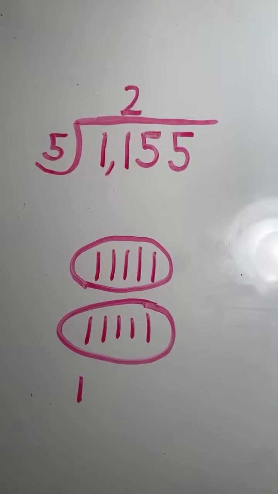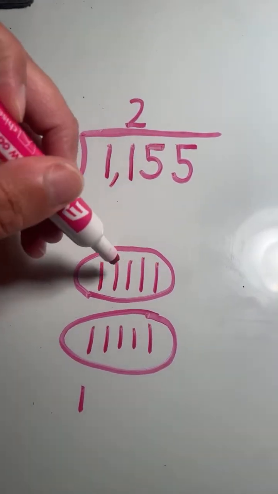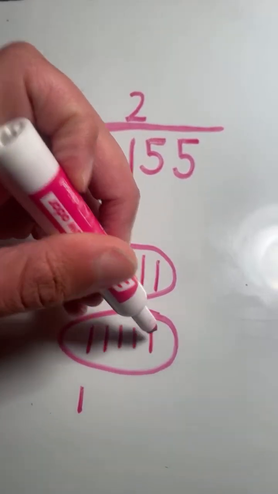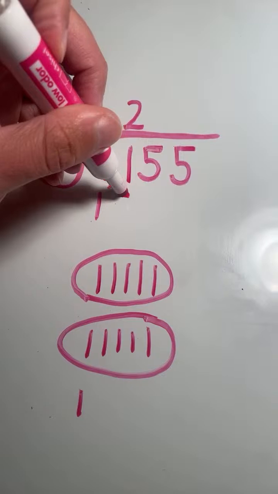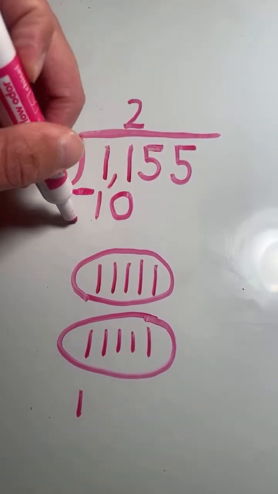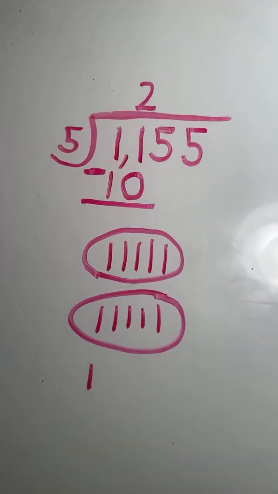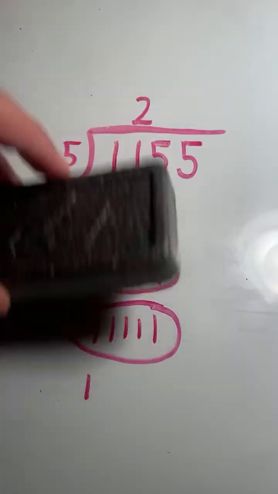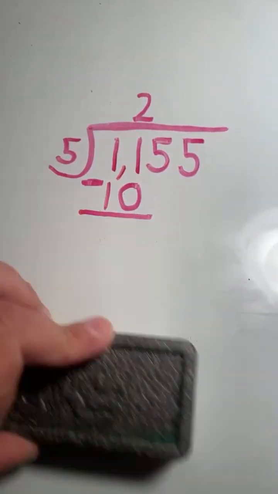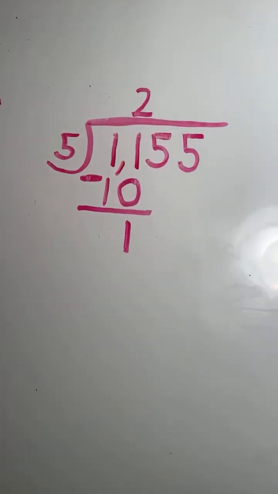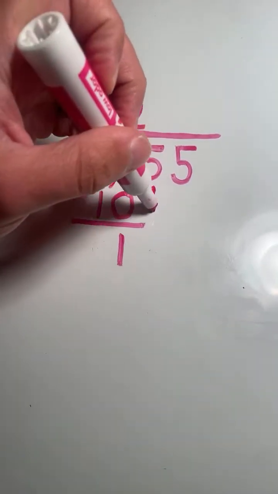Now, how many tallies do I have within those 2 full groups? Let's see. 1, 2, 3, 4, 5, 6, 7, 8, 9, 10. So I had 10 tallies within those 2 groups. So I have to do 11 minus 10 to find my remainder. And you can actually see my remainder here from the array I just drew. I have a remainder of 1. So 11 minus 10 equals 1. We have a remainder of 1. Next, I'm going to bring down the 5.